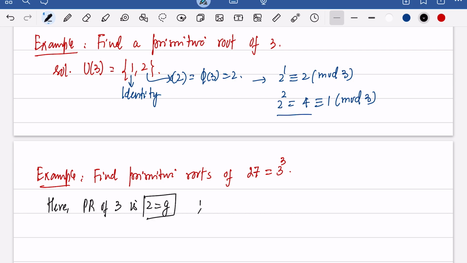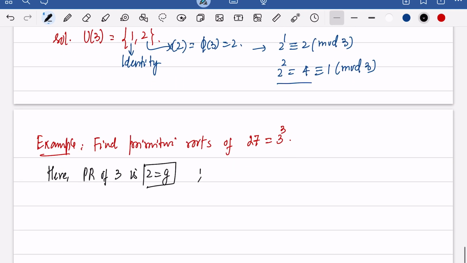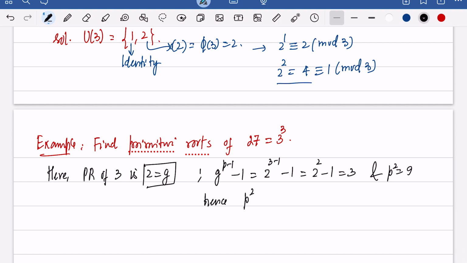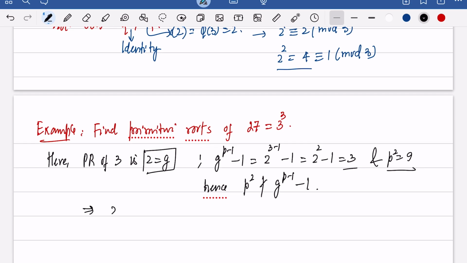Now let's check if p square divides g power p minus 1. This g power p minus 1 is 2 power 3 minus 1, so it is 2 power 2 minus 1, which is equal to 3, and p square is equal to 9. Clearly, p square does not divide g power p minus 1, because 9 does not divide 3. We have to check whether 9 divides 3 or not. 9 does not divide 3. This implies 2 is a primitive root of p square, and p square is equal to 9 here.